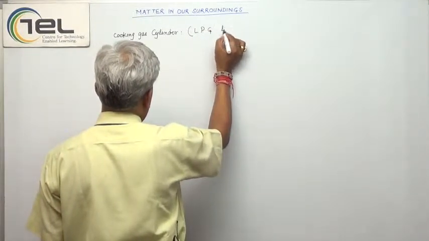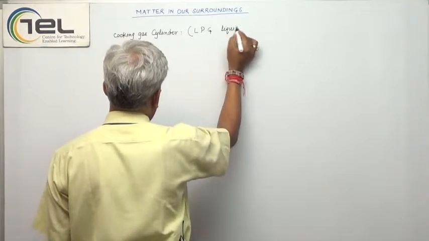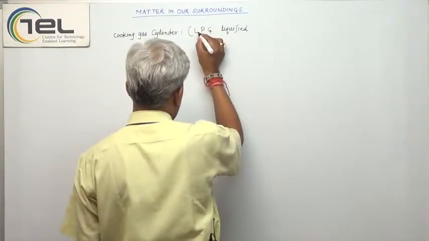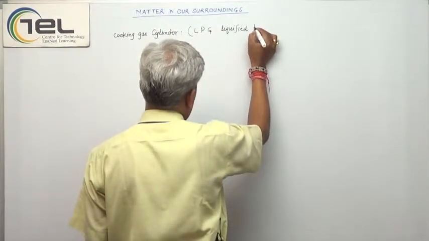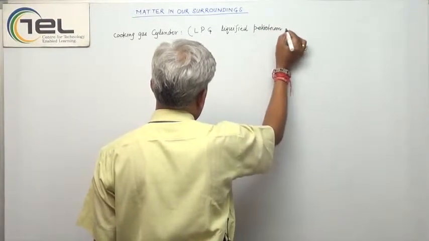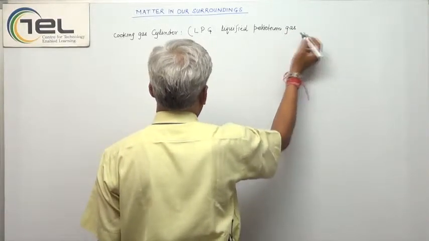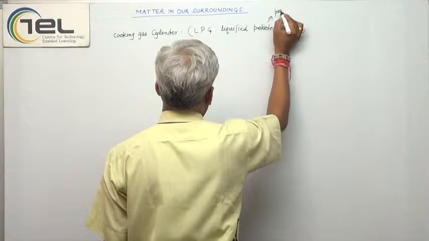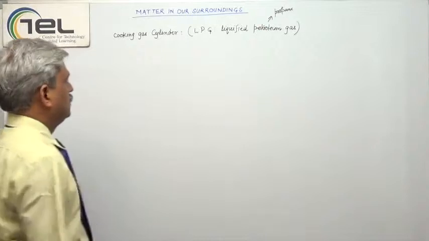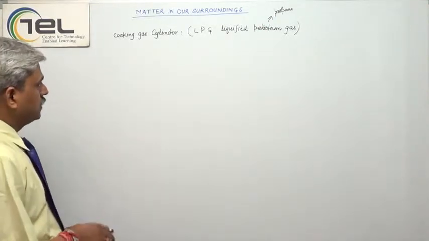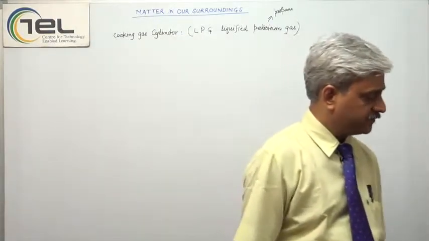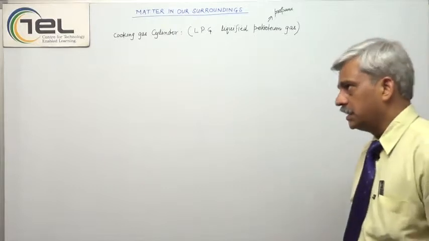and that stands for liquefied petroleum gas, or sometimes propane gas. So LPG cylinders that we use for the purpose of cooking food in our daily activity in the households, in the kitchen.